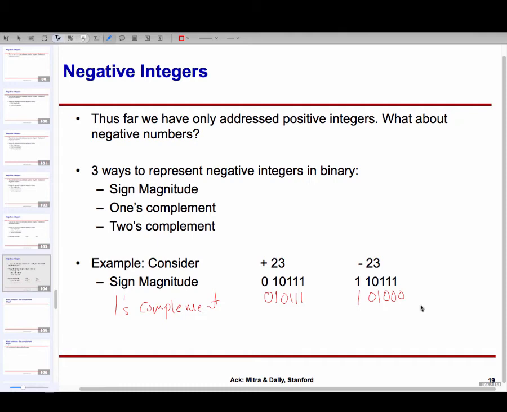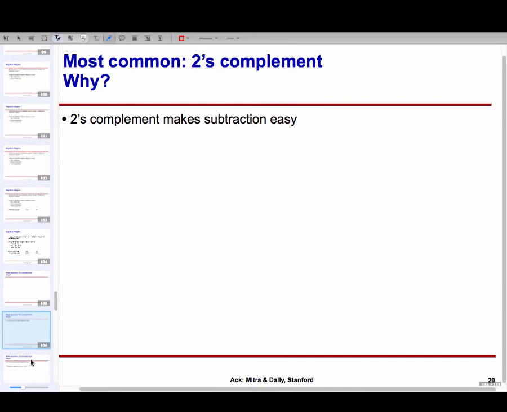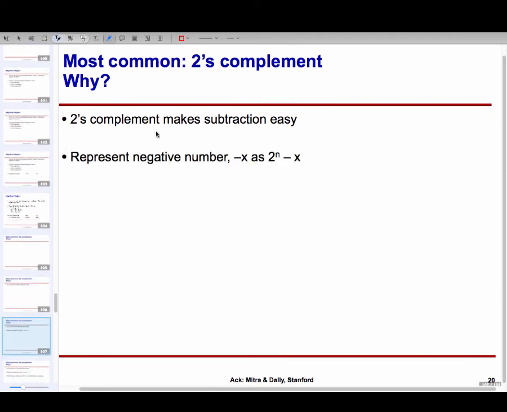We'll see shortly why we do it, but right now it's just a matter of definition. The final one is 2's complement, which actually turns out to be what is used most commonly. And let's talk about how it works. The key thing with 2's complement is that it makes subtraction super easy. In fact, subtraction and addition look exactly the same.